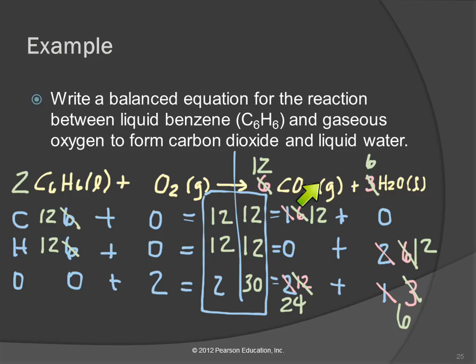So by doubling everything except the O2, my carbons and hydrogens are still balanced, but now I need 30 oxygens, which is an even number. That means I need 15 O2s. So if I put a 15 in here, that'll get me 30 there and 30 here, and it will balance. This happens a lot in these combustion reactions with carbon and hydrogen. It happens a lot.